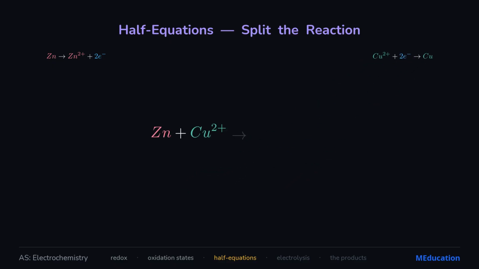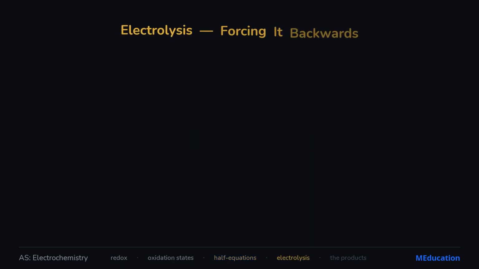The trick to combining them is the electrons must cancel exactly. Scale each half so the number of electrons lost equals the number gained, multiply up if you must, then add the halves together, and the electrons disappear from the final equation. Balanced electrons, balanced reaction. That cancellation is the whole game.